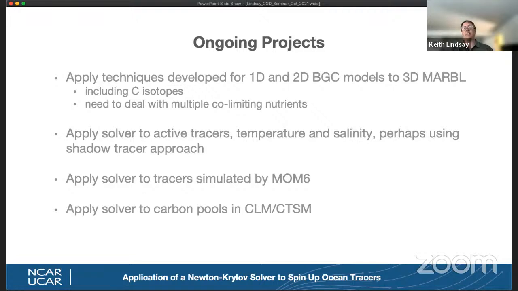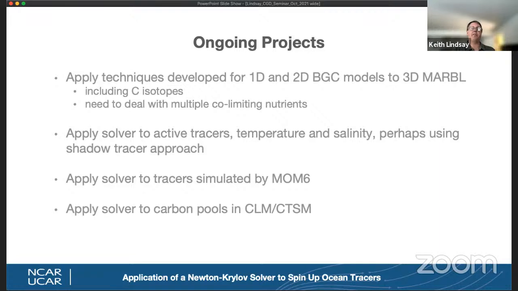And there's also a project to apply this to the carbon and nitrogen pools in CLM and CTSM. There are some initial conversations with the CLM developers on doing this project. Now, all of these projects are full-time research projects, and so I can't do all of them. We can't do them all simultaneously, and so we need to prioritize them.